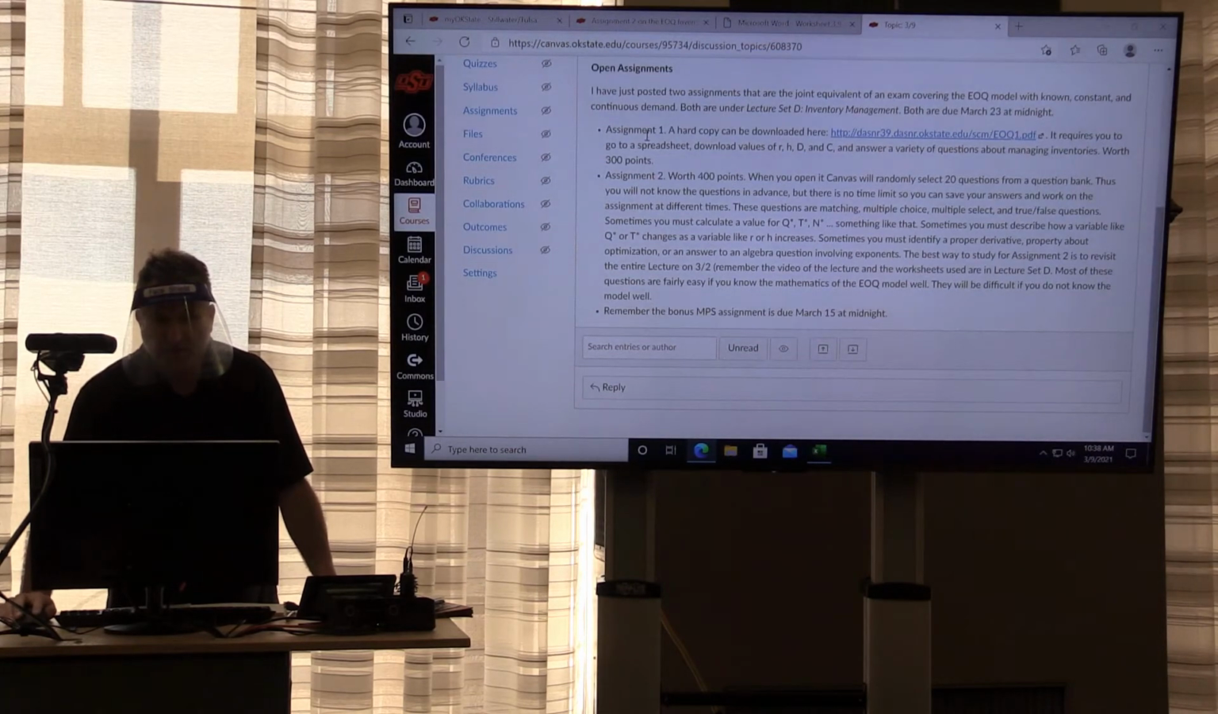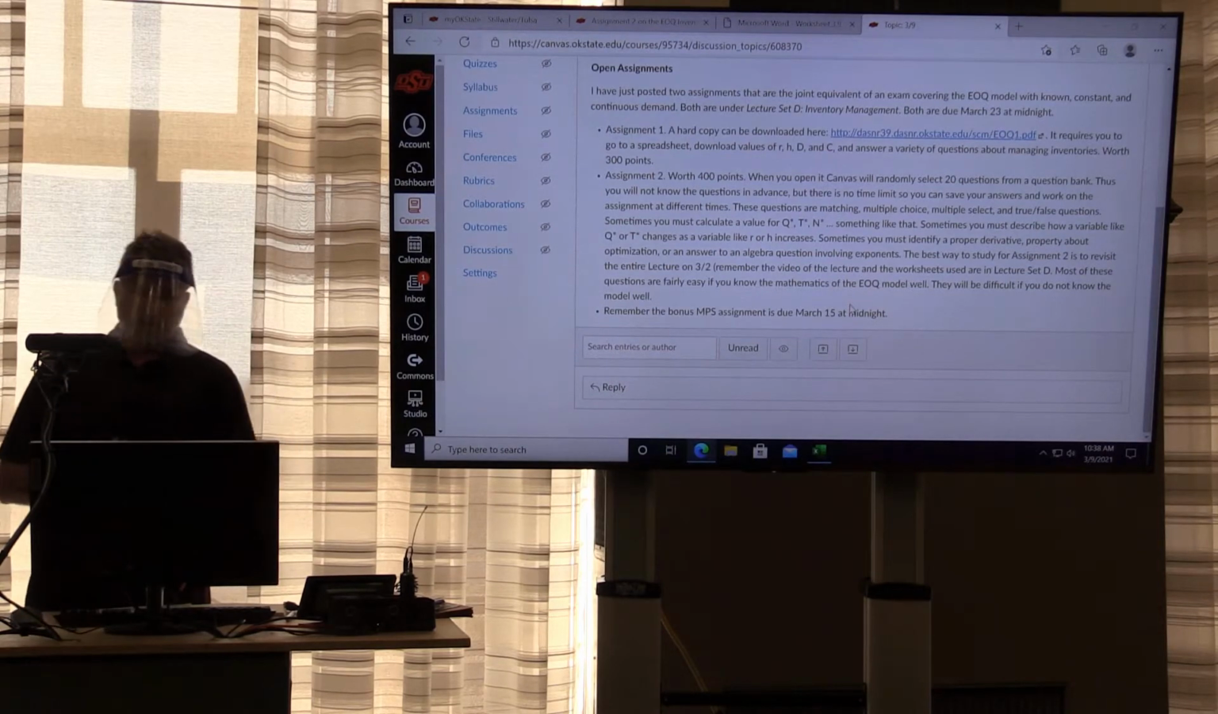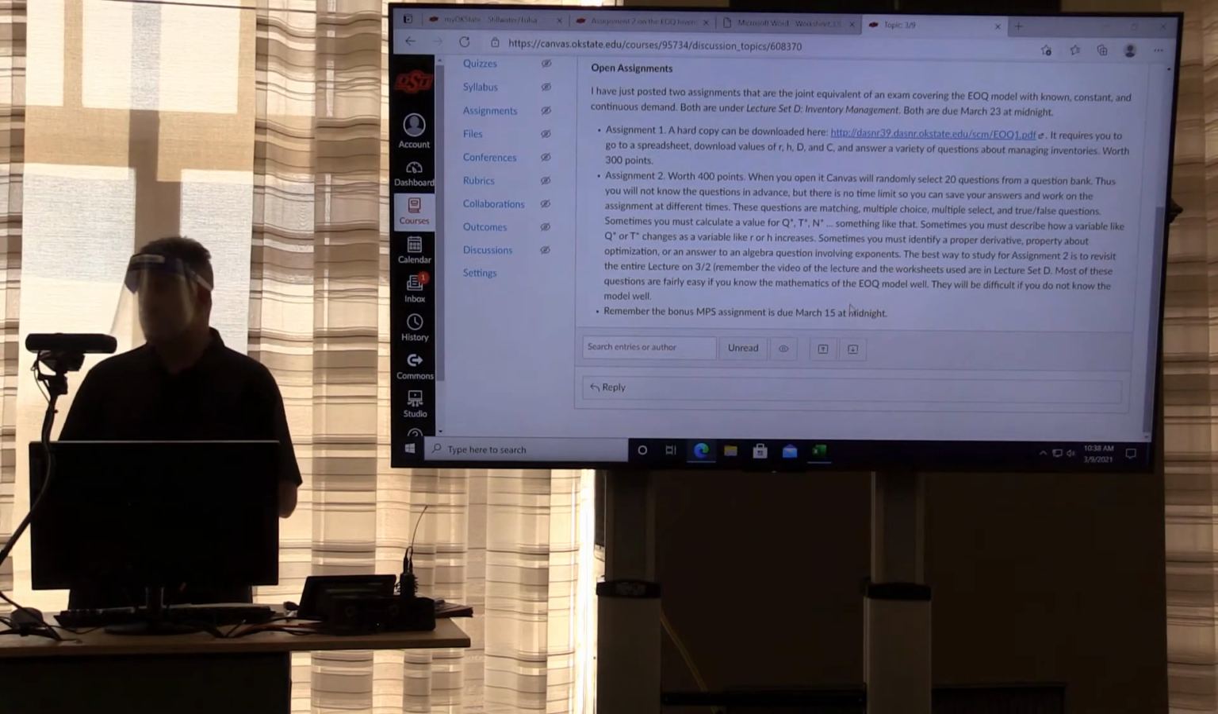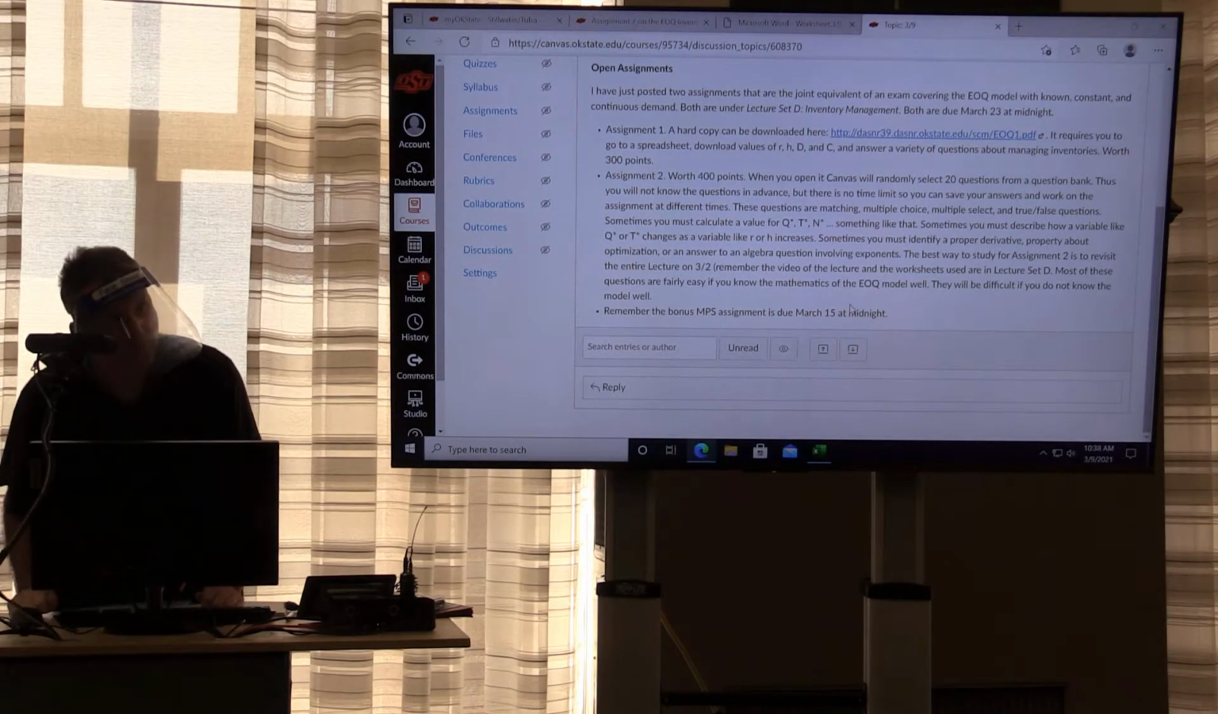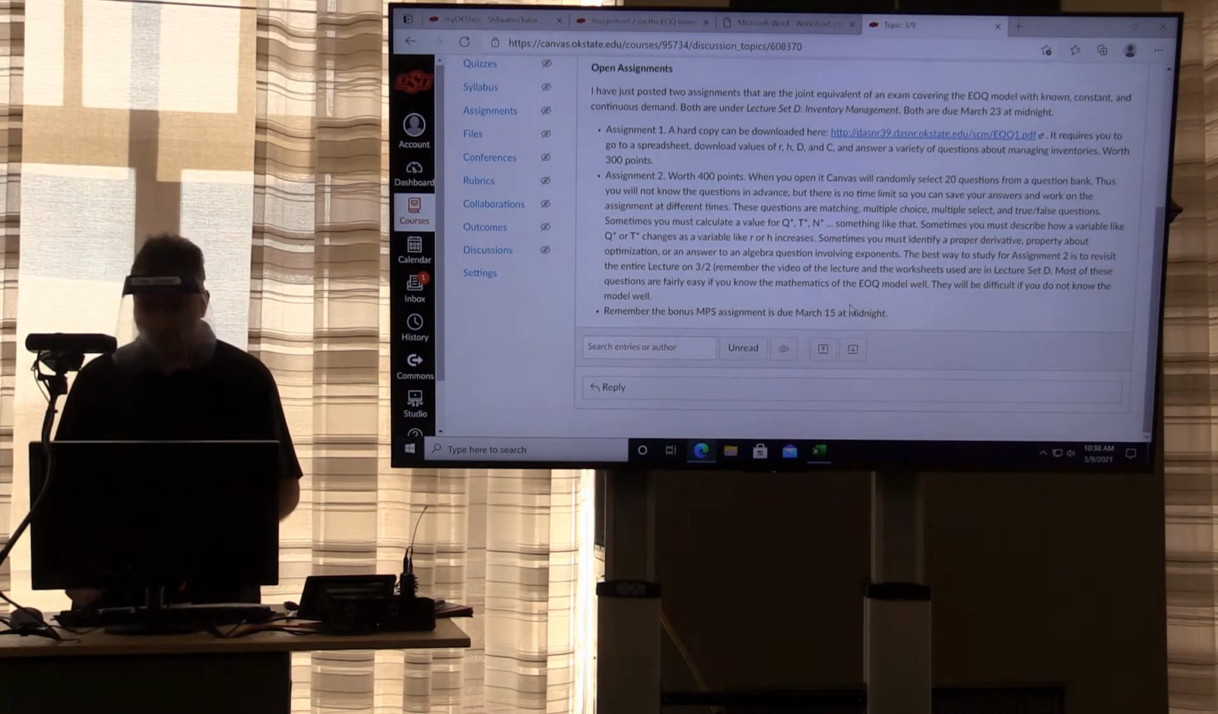And again, the information on this is put in the announcements for today: Assignment 1, Assignment 2, how to study for it. Do remember that the bonus master production schedule assignment is due March 15th at midnight. Any questions? Okay.